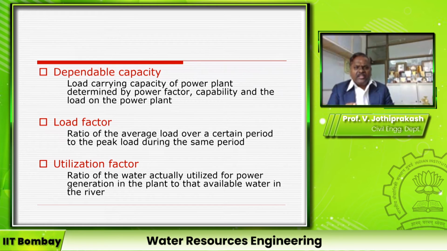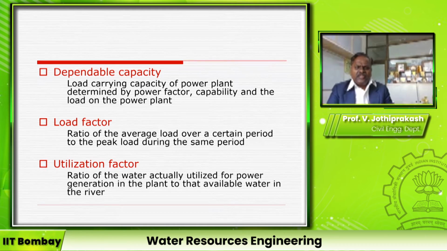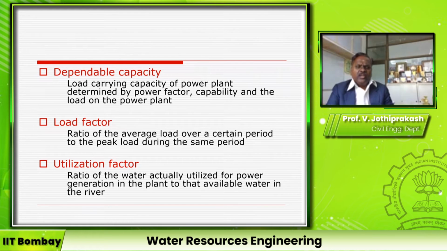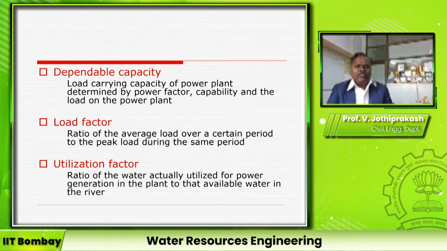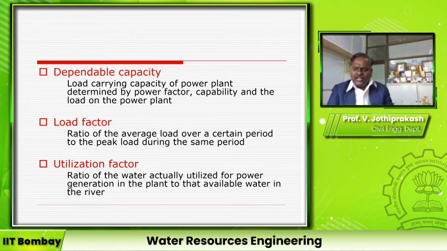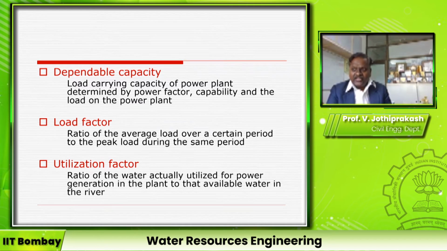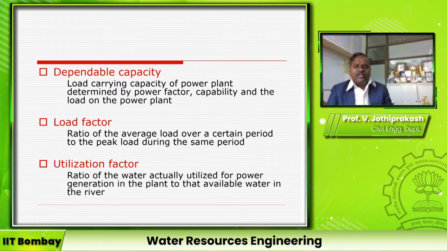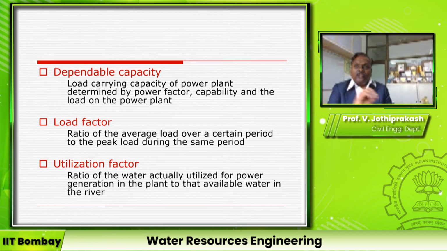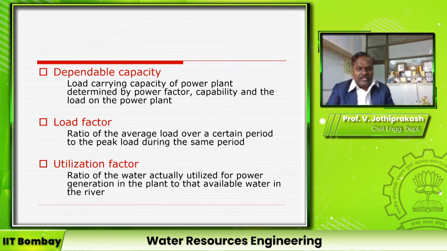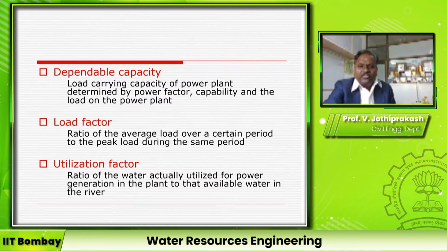Then the utilization factor is the ratio of water actually utilized for power generation in the plant to the available water in the river. For example, my dam has a capacity of 1000 million meter cube, but I may not be using all the 1000 million meter cube for power production. The volume of water utilized for power production depends upon the installed capacity of the turbines and whether, after using the water for hydroelectric power, it is used for irrigation or let to the sea without utilization. That is called utilization factor.